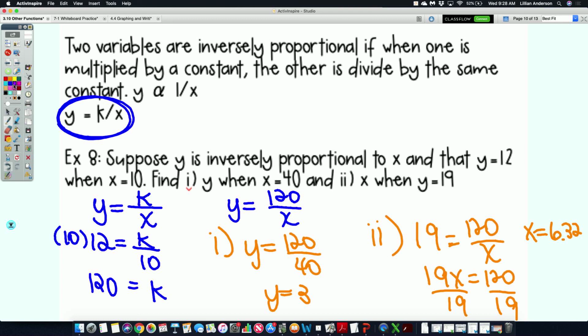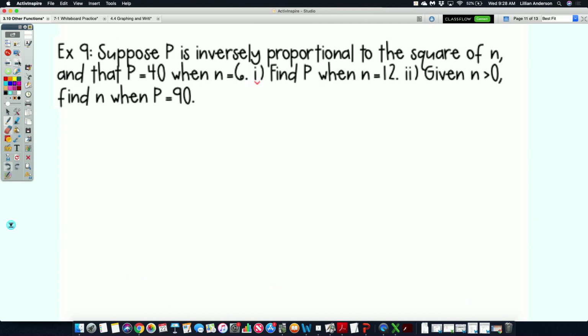Questions on either of the variations? Now, these particular inverse, oh, wait, there's one more example. Okay, I want you guys to do this one on your own. So how do we set this up before we start finding constants and things like that? P equals k over n squared. Very good. It was inversely proportional to n squared.